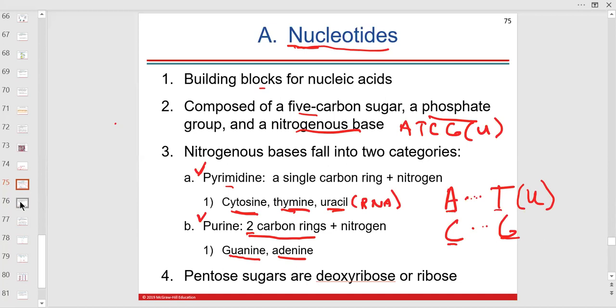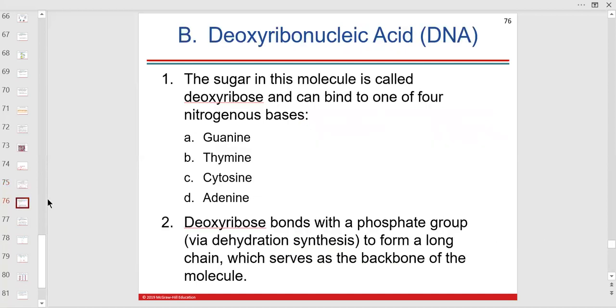Okay, nucleotide. And here they are. I don't like these, just put the G, T, C, and A. Guanine, thymine, cytosine, and adenine. So now we're talking about DNA. Why are we talking about DNA? Because we said thymine. We didn't say uracil. So here's the way it bonds. Deoxyribose is the sugar, correct? And that bonds with the phosphate group.